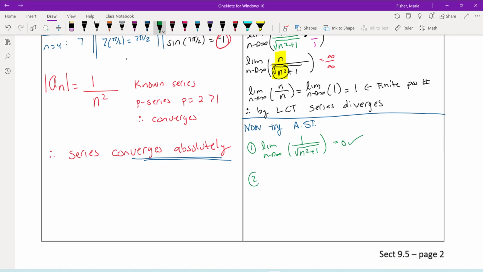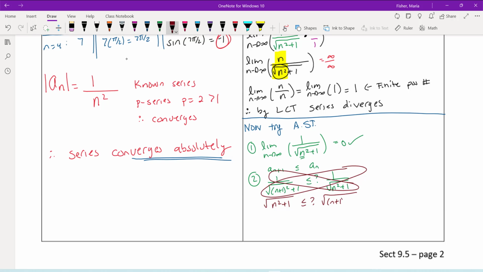Condition number 2 is that it must be decreasing, so a sub n plus 1 has to be less than or equal to a sub n. So a sub n plus 1 would be 1 over, and instead of n I'd write, the square root of n plus 1 squared plus 1. Is that less than or equal to 1 over the square root of n squared plus 1? Well, let's say I'm not sure. We know that we can cross multiply. If we cross multiply, we'd end up with the square root of n squared plus 1, is that less than or equal to the square root of n plus 1 squared plus 1? Let's say we can't tell here.